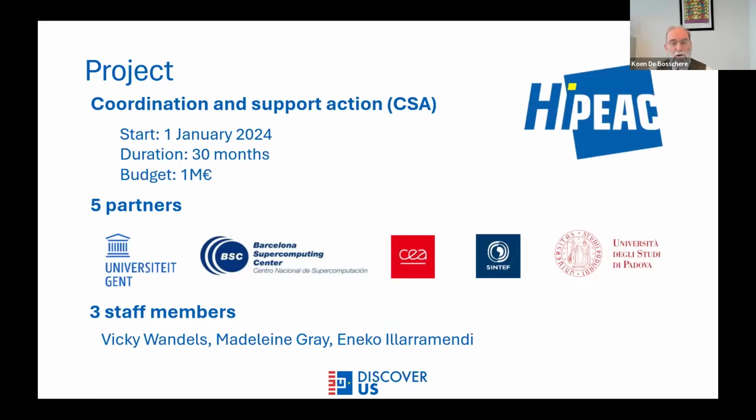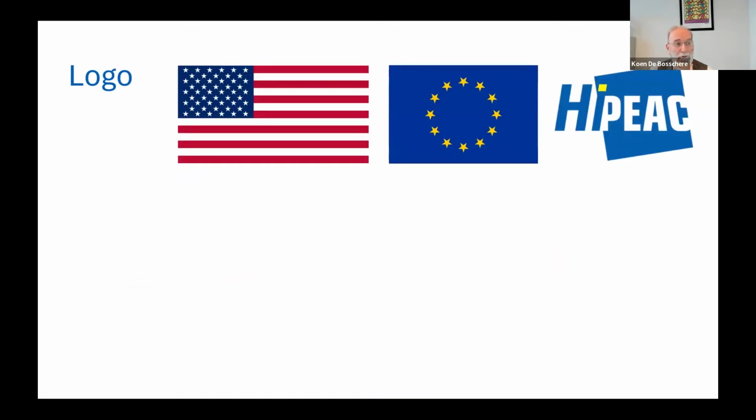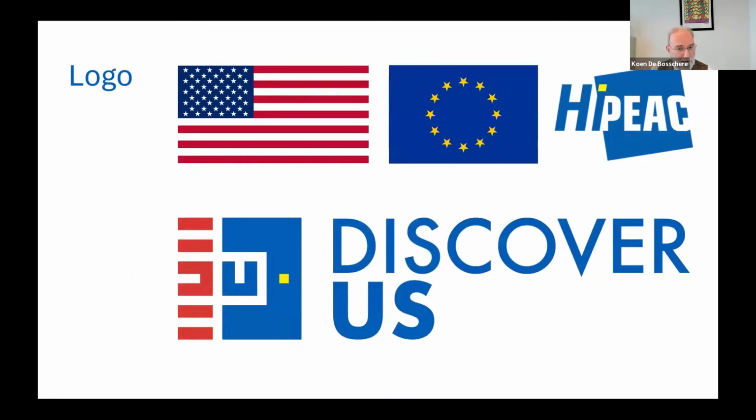This is also strongly linked to HiPEAC. HiPEAC is a European network in computing, which has existed for 20 years. And so this community will run this project, basically. We have a logo. You already have seen it in the opening slide. And in the logo, we wanted to have a reference to HiPEAC, to the European flag, but also to the American flag, of course, because it's about collaboration between the two. And so Eneko came up with this proposal where you see the red stripes, you see the blue of the HiPEAC logo, you see the yellow accent that you will also see in the HiPEAC logo, and here you see a D and a U.